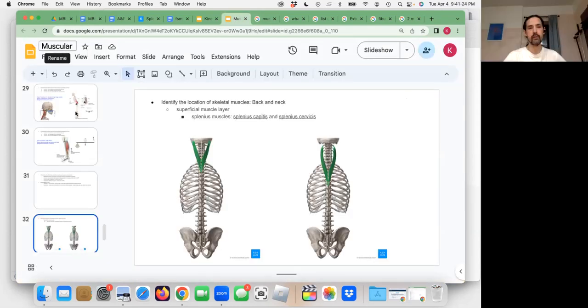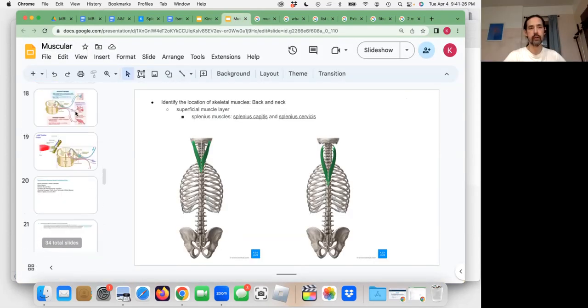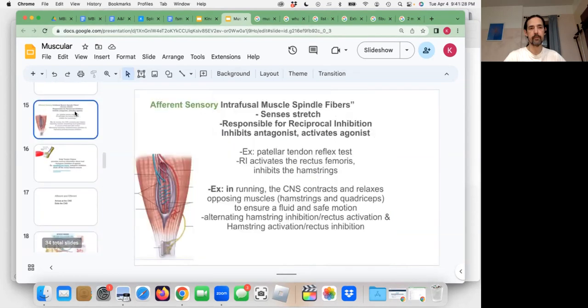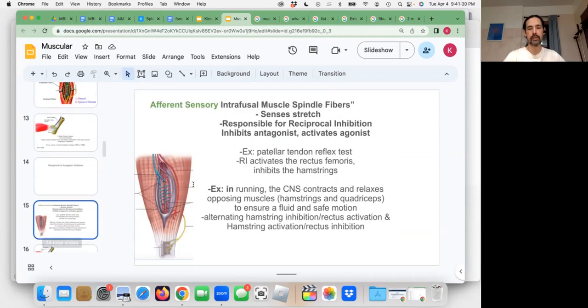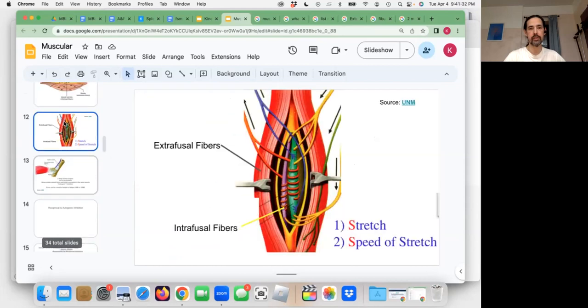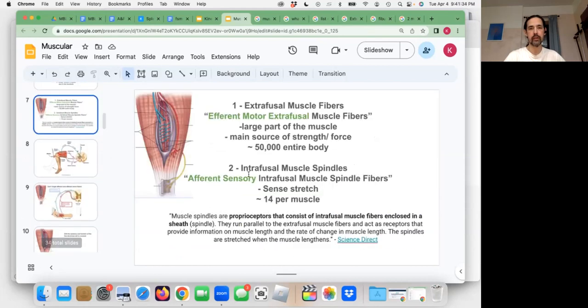That is in this document here. If you go to muscular, you'll find all that information about intrafusal fibers and Golgi tendon organs and reciprocal inhibition and activation. You'll find it all there. And you can always ask me.